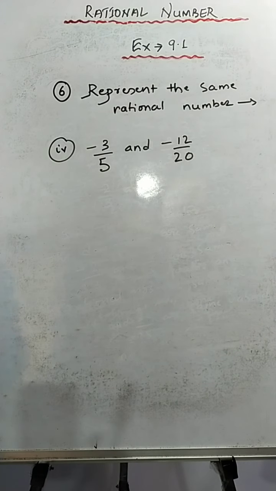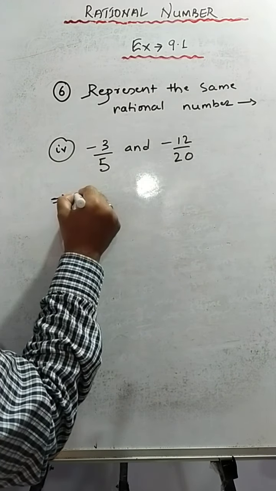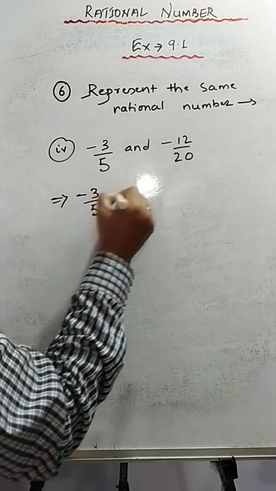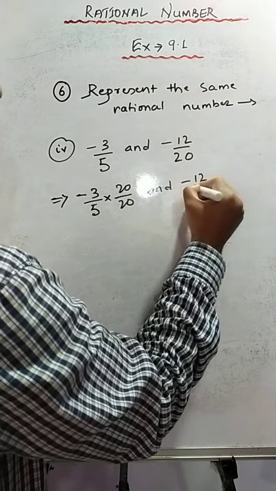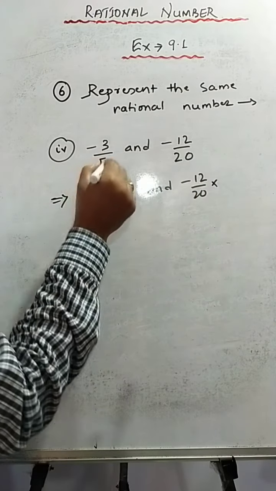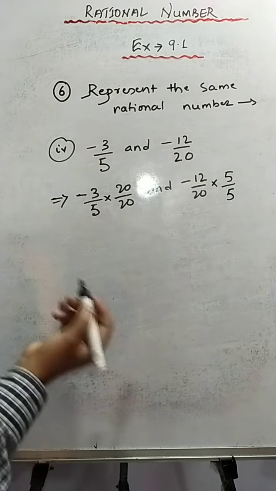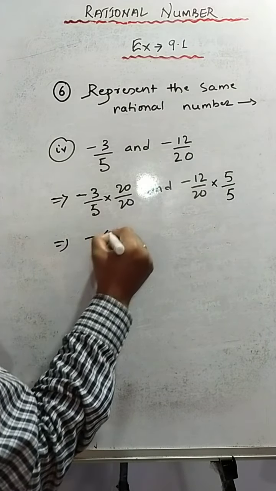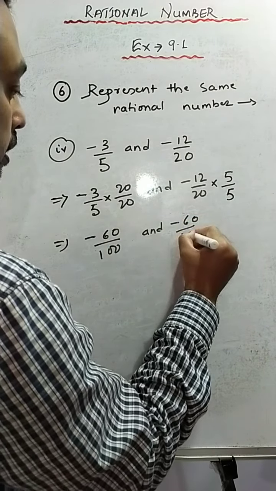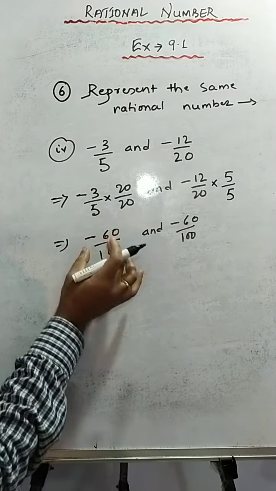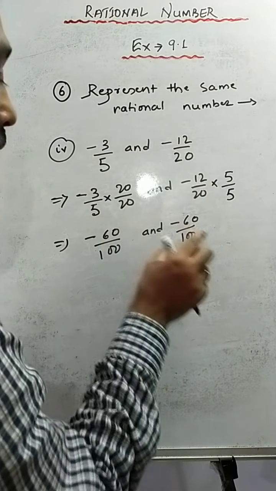This is sum number 4. We have minus 3 by 5 and minus 12 by 20. So on the next step, what we have to do? Minus 3 by 5 should be multiplied with 20 by 20, and the second rational number will be multiplied by the first denominator, that is 5 upon 5. Okay, so it's very easy. So it will become minus 60 by 100, and this will become minus 60 by 100. So are the numerators same? Minus 60, same. 100, same. So both the numerator and the denominators are same.